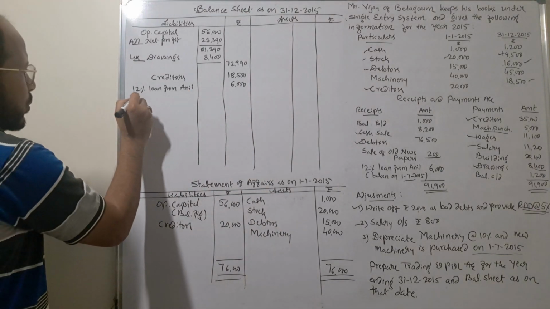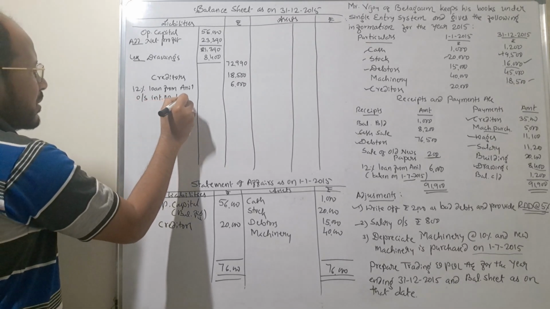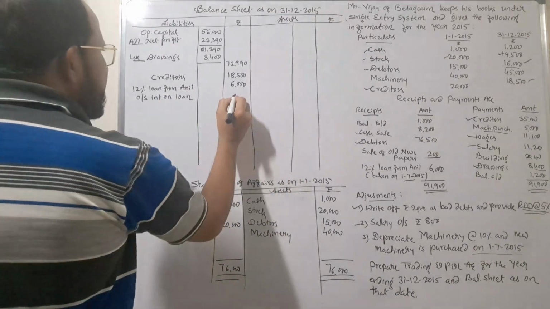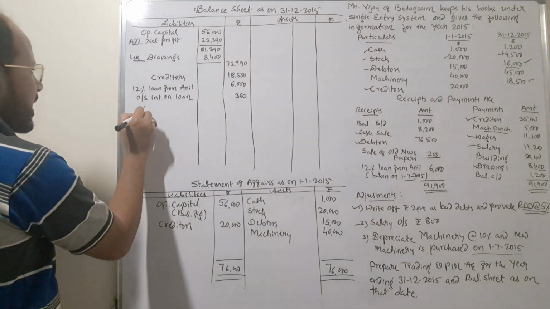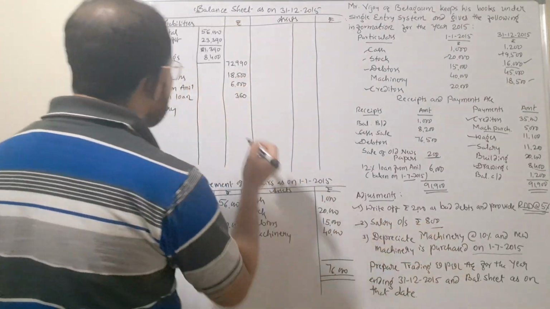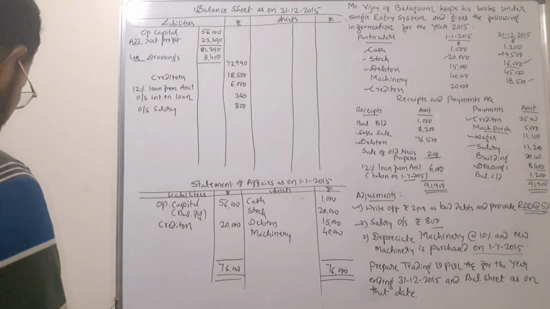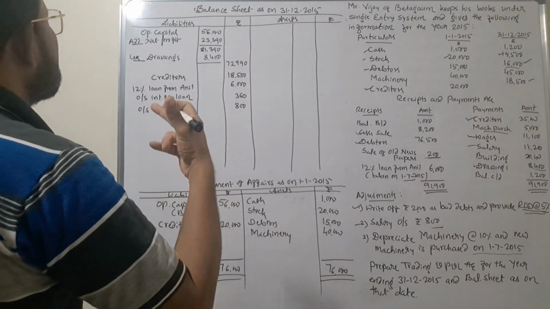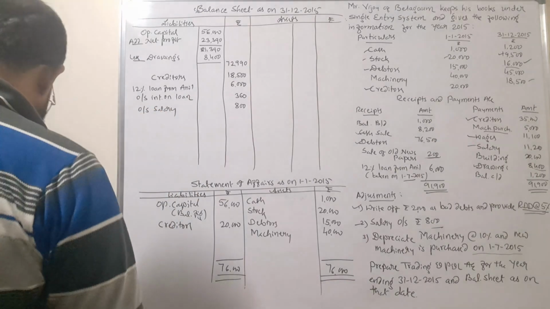Next one is whatever outstanding interest is there on this loan, that should also be shown here. We calculated it just now. It is rupees 360. Next one is outstanding salary, given in the adjustments. You see, outstanding salary rupees 800. That has to be shown here. Drawings deducted, creditors over, loan, outstanding interest, salary over.